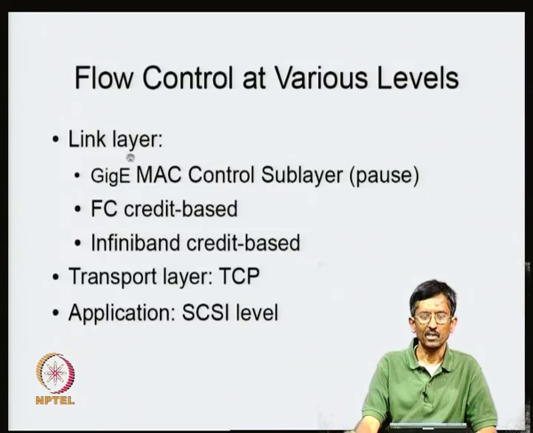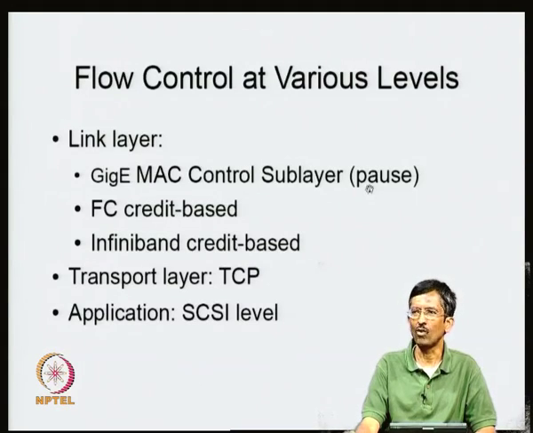Okay. For example, at the link layer, if you look at gigabit Ethernet, it does it at something called the MAC control sublayer. So it turns out that you can actually control the rate at which somebody is sending information by having the recipient say, I cannot handle your speed, please pause. And it tells you in terms of some nanoseconds. It tells you, for example, please pause for so many nanoseconds before sending again.